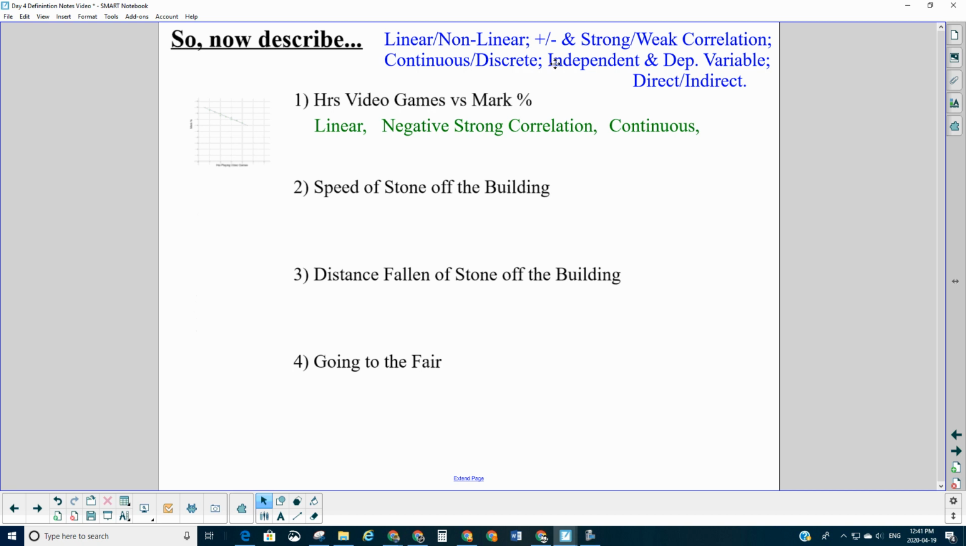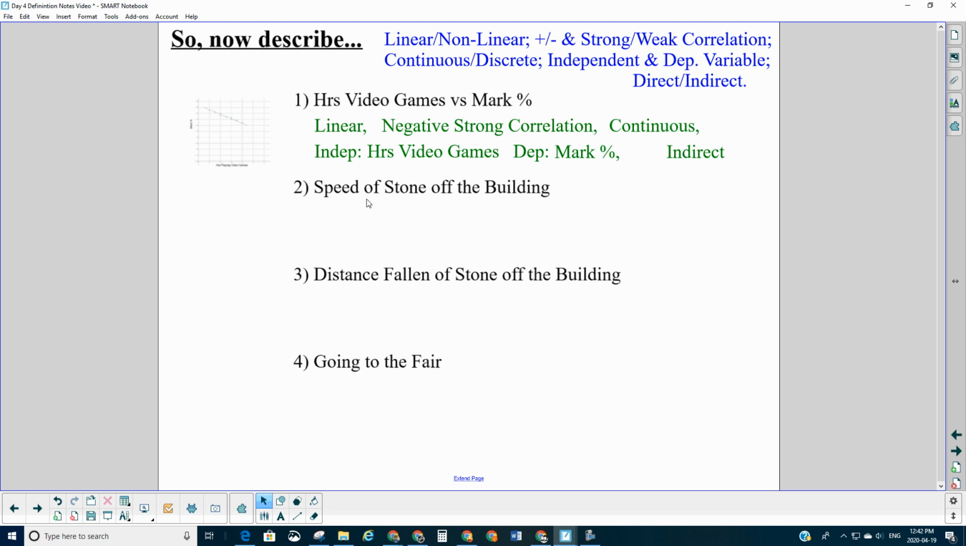What about independent or dependent variables? So the independent variable is the one on the bottom. In this case, it's the hours of video games. And the dependent variable is along the side, the y-axis, and that's the mark. So the mark depends on the number of hours of video games you play. And then finally, is this direct or indirect? Well, where would this begin? It looks like the straight line would begin up here. Definitely not at 0. Okay? And so it's indirect.